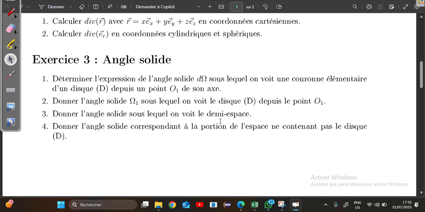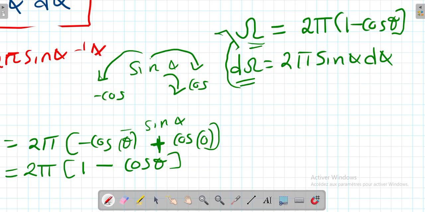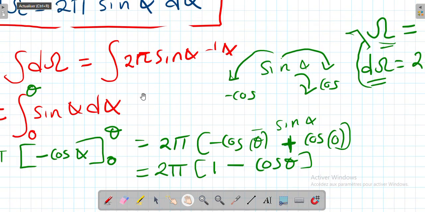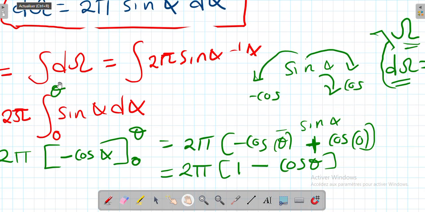L'angle solide dans lequel on voit les demi-espaces. When they ask this question, demi-espace, this is now where you get into the specifics, because here we said we didn't know the exact value of theta.